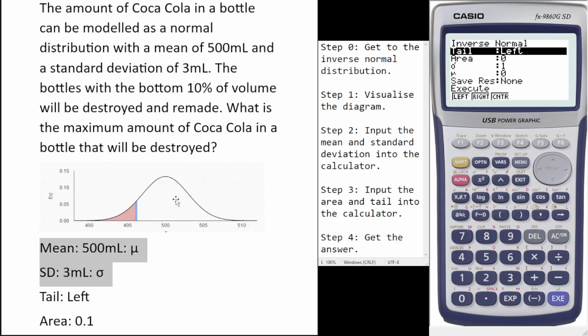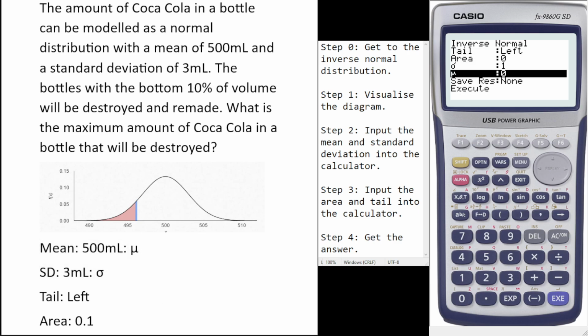So you know the mean and standard deviation are 500 ml and 3 ml respectively. We're going to plug those into the calculator right here. Mean is 500. Standard deviation is 3. We know the tail is left because it's the bottom 10%. So the tail is left, as it is here. And the area is 0.1 because it's the bottom 10%, which we convert to a decimal. It'll be 0.1. So the area is 0.1. All the numbers are in place now.